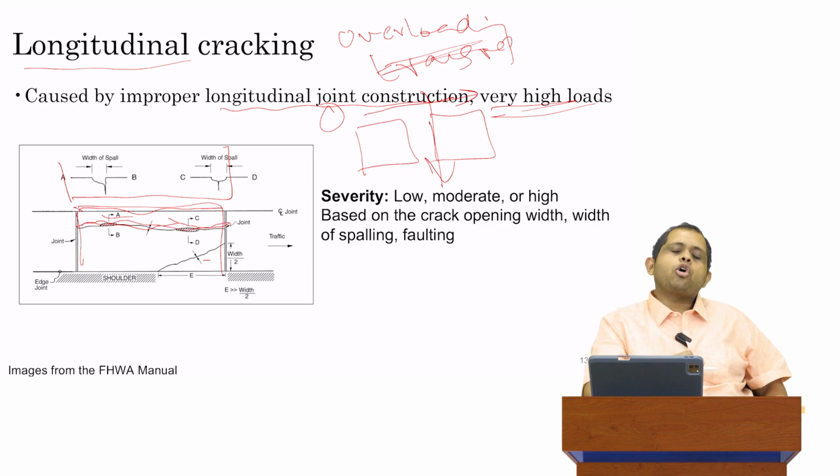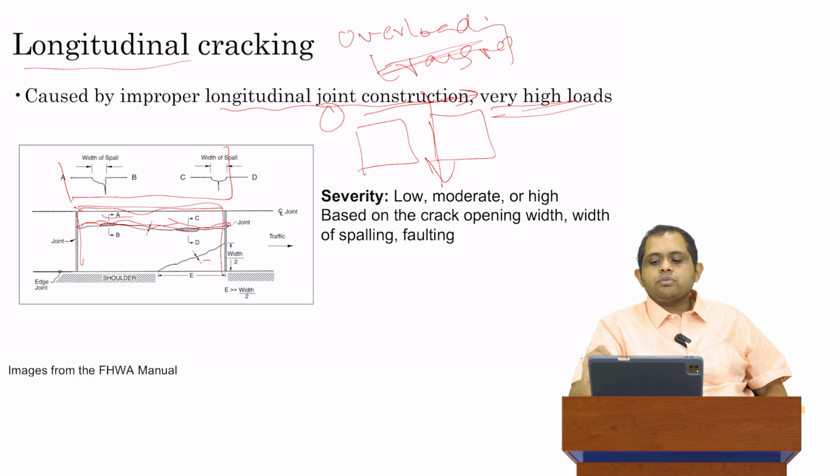So longitudinal cracks ordinarily are because of improper joint construction. In exceptional cases, they can be because of very high loads. And if you as a pavement engineer are called upon to decide which is the case, you have to look at the history, either the construction history, or the traffic history, to make up your mind on that. So what do we know about the severity of longitudinal cracking?